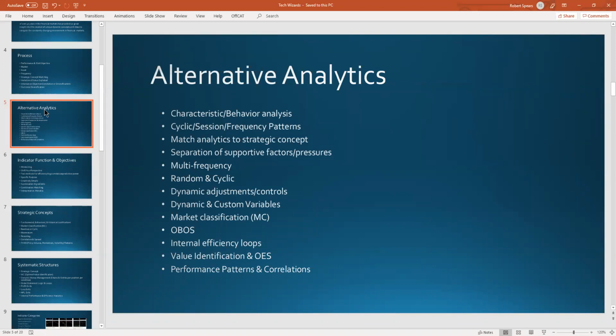And then this is performance patterns and correlation. Again, that kind of goes back to internal efficiency loops. We use internal efficiency loops to track the system's trading performance, each model as if it was all trading live. And then we use that to adjust the OSL structure, so the order statement logic, to identify when an entry could have been a little bit better, or an exit could have been a little bit better. And then you also have performance patterns and correlations that kind of go into that.